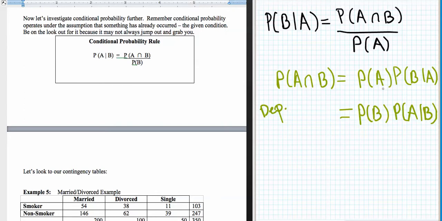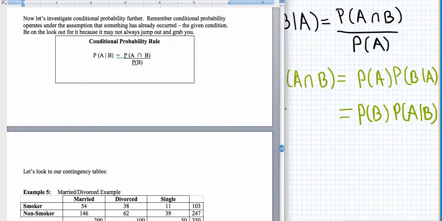Well, if you solve for B given A, you divide both sides by the probability of A, and look at that, that's exactly what you have. Or here, if you solve for the probability of A given B, you'll have the probability of A and B divided by the probability of B, the conditional rule here. So those are the probabilities that we have.